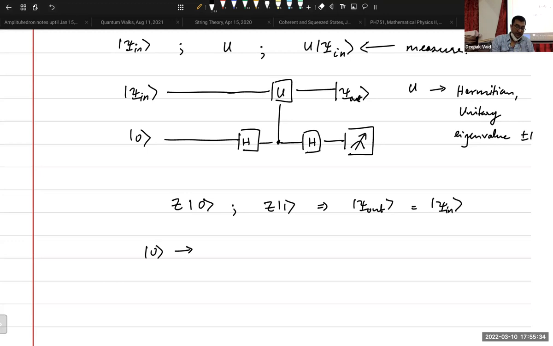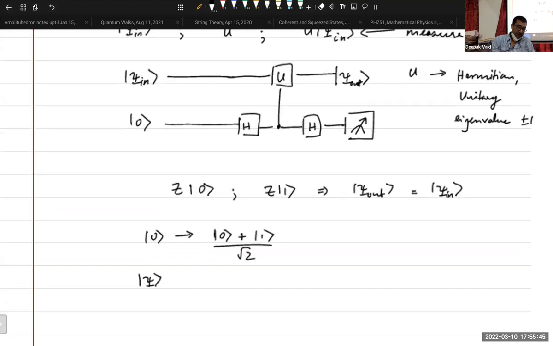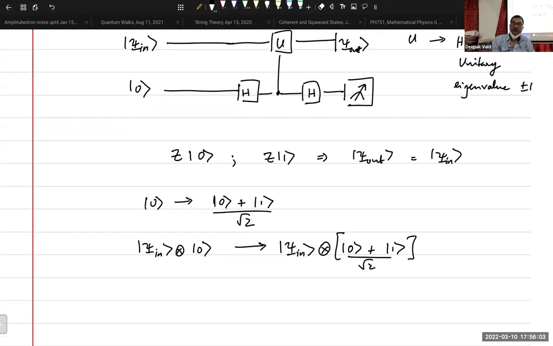So the Hadamard takes the zero and converts it into zero plus one, right? So what is your original state? Original state is psi in zero. After the first Hadamard, your state becomes psi in tensor the zero plus one superposition, right? And now the unitary operator acts on psi at this point, but it's controlled.